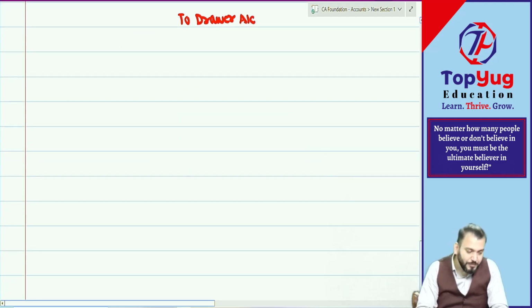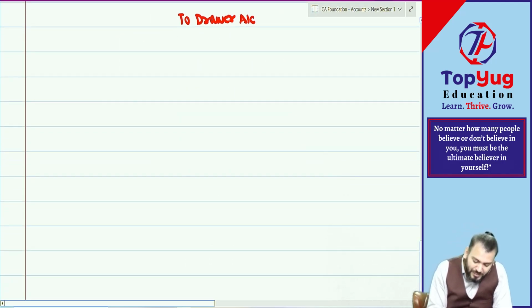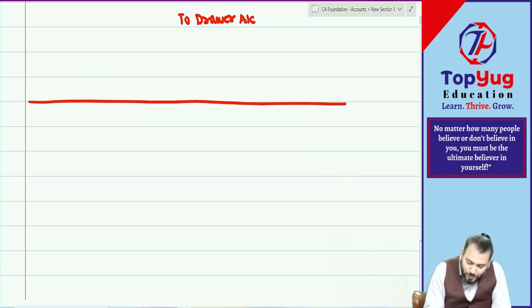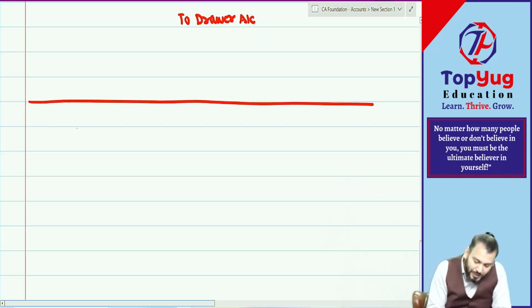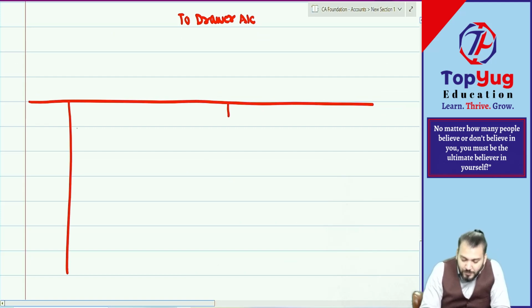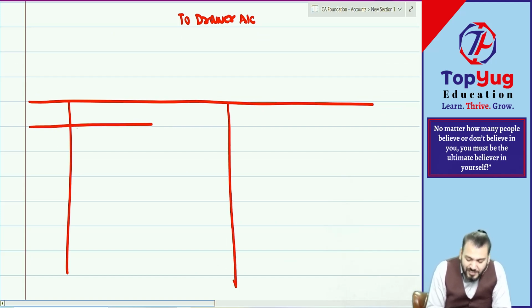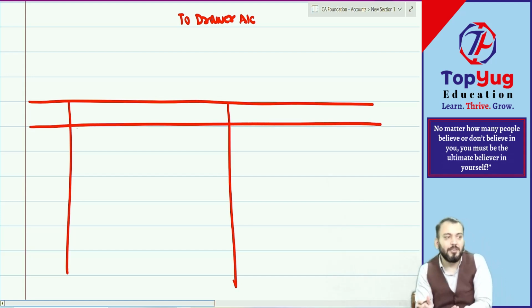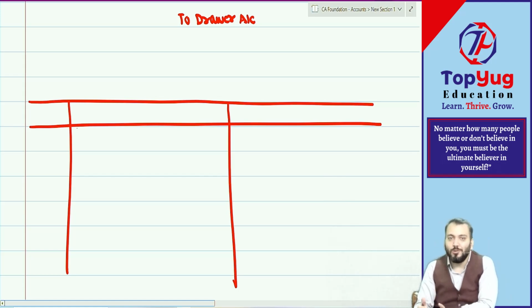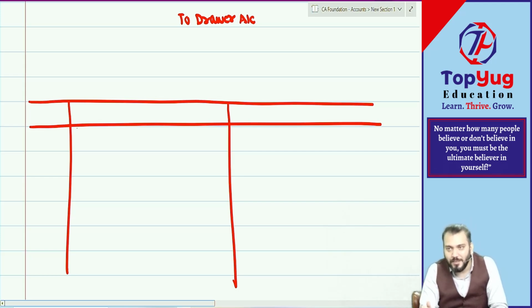So can we start? You will do, I will do. Let us do the journal entry in both books. They have asked journal entry in which books? Vijay and Pritham. Correct? In the exam, you should pass the journal entry separately, means Vijay separately, Pritham separately. Don't do it in two columns. But in class we can do in two columns to save our time. In the exam, do first the books of Vijay, then the books of Pritham.